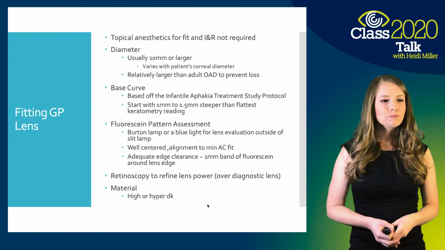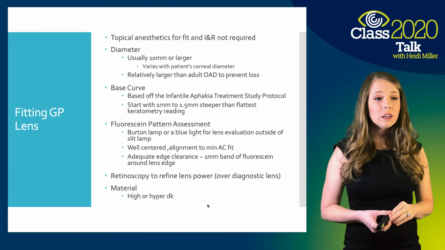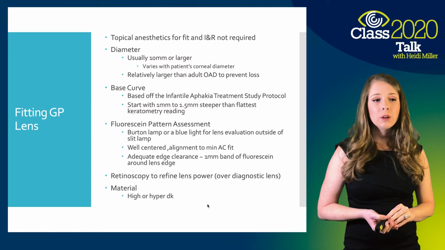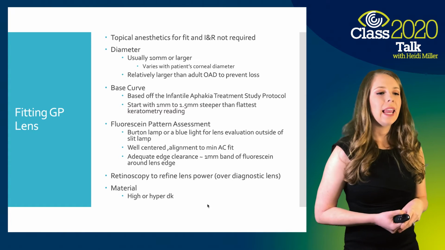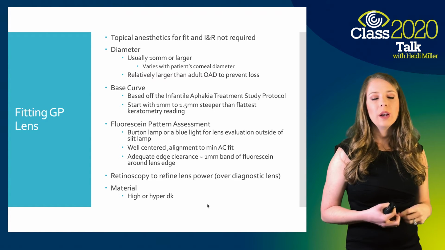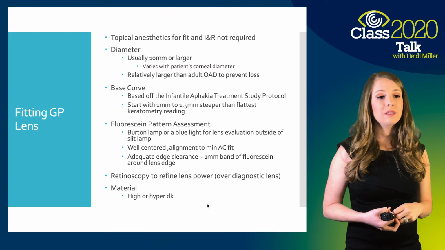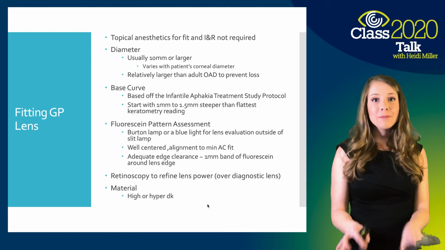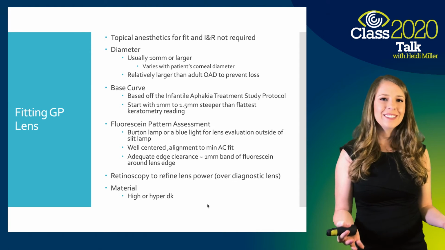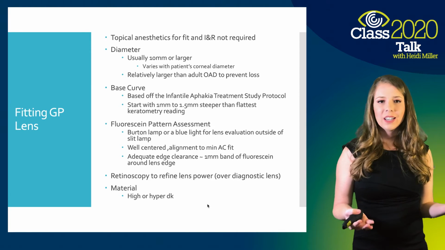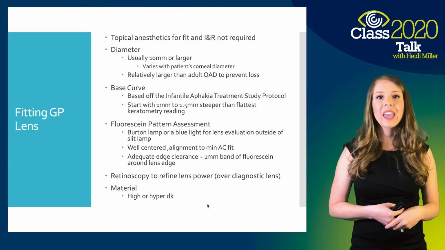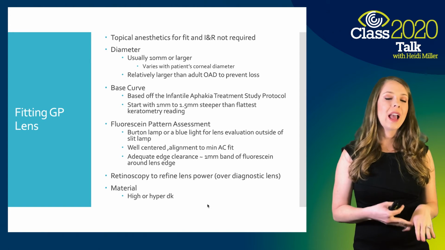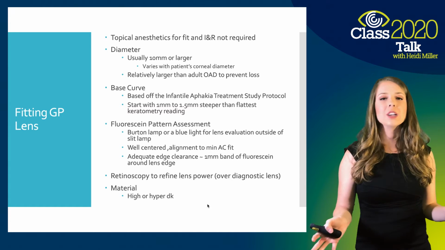The base curve is based off of the infantile aphakia treatment study protocol that I have in here. And you want to start with 1 to 1.5 millimeters steeper than the flattest K reading. Now, if you weren't able to get K readings, do not panic. Know your normal averages for different, and I'll go into this, but the Ks for around roughly age group. If you don't have Ks and you didn't have a way to measure those, don't feel like, oh my gosh, where do I start?